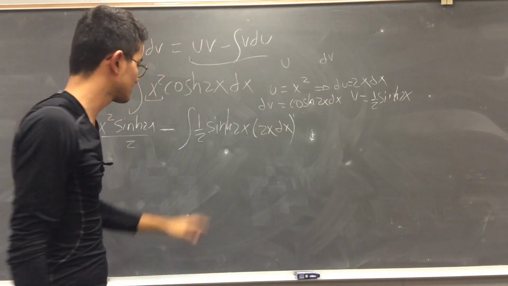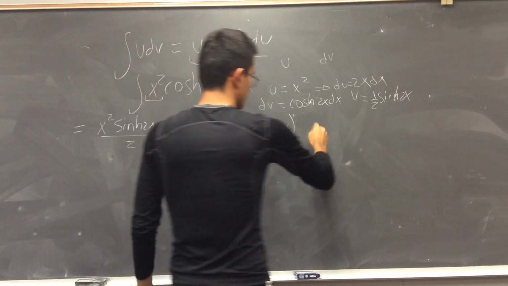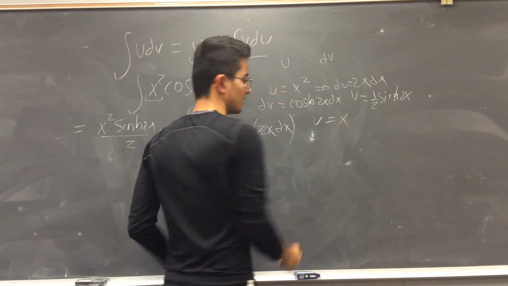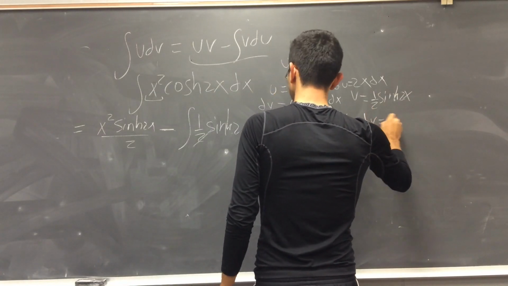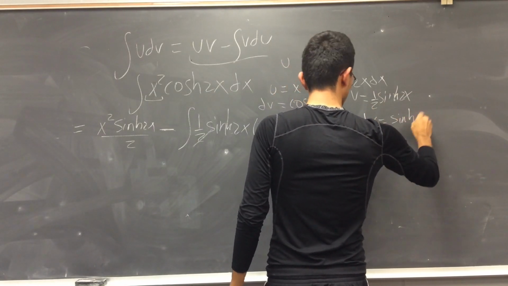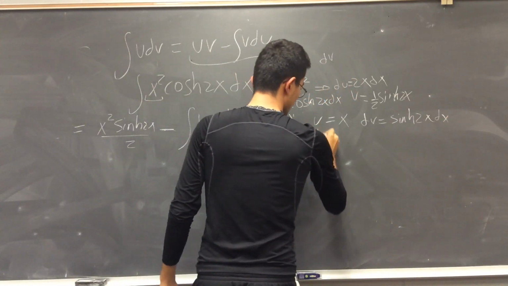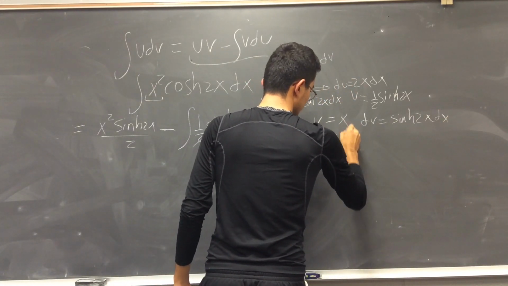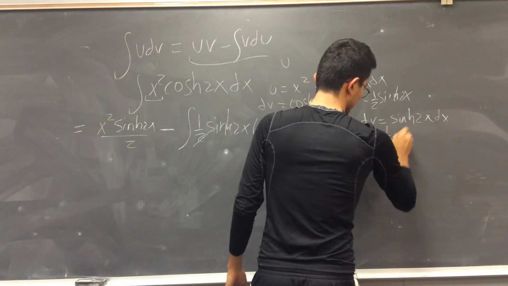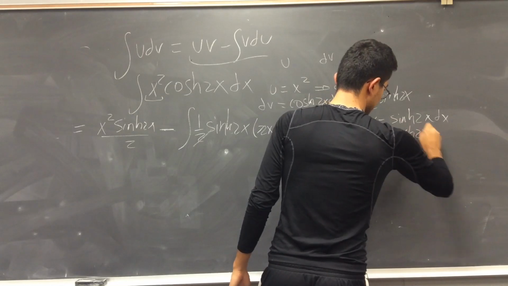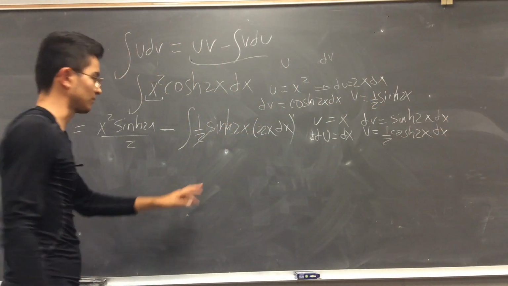And we can use the same procedure. And 2 over 2 is 1. So we can say u is equal to x. When we differentiate that, you get 1. And your dv can be sinh 2x dx. So let's do the same thing. The du is dx, and v is the integral of that, which is a half cos 2x. Now, let's do that again.